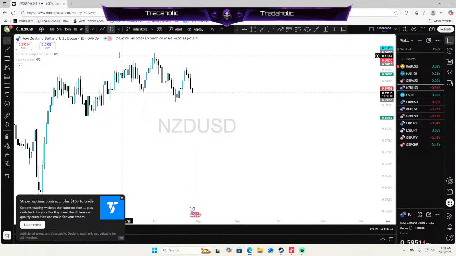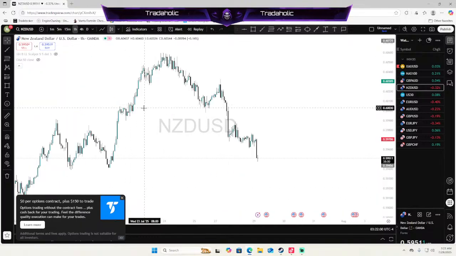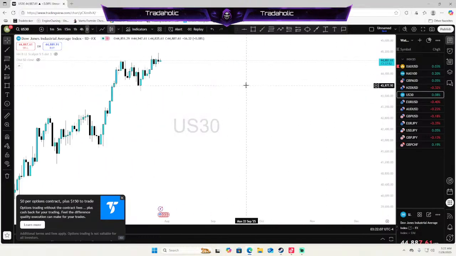Daily time frame is indecision on NZD/USD. 4-hour time frame is bullish with potential to go bearish. I'm not trading this. This looks too bad. I'm not even gonna do a breakdown on NZD. That looks terrible. Let's look at US30.